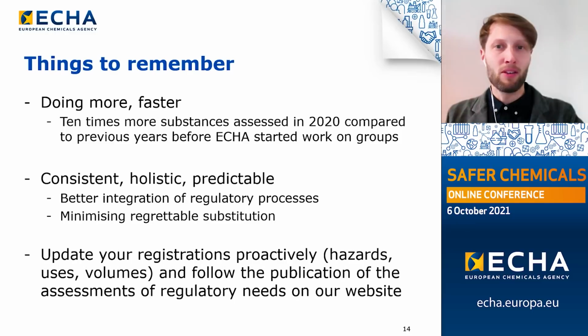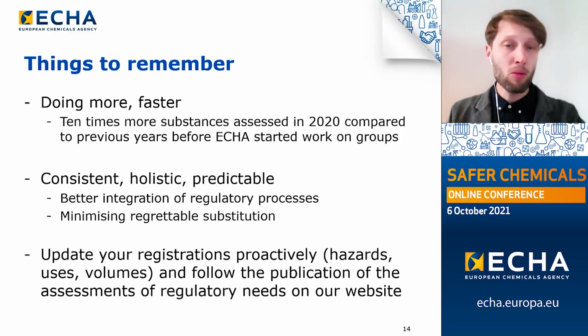Now, to take away from this presentation, like I said, we're doing more faster compared to the previous years. We have assessed 10 times more substances in 2020 than in any of the previous years before. This has to do with ECHA dedicating resources into this. This enables us to be faster, to take evidence-based decisions, to identify many substances that can go directly to regulatory risk management. For example, last year alone, we found around 300 substances that would be potential risk management candidates if the hazards are confirmed.